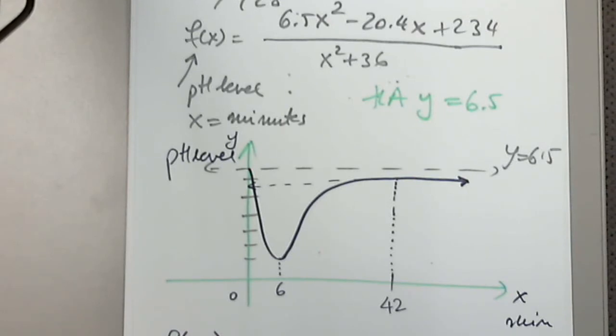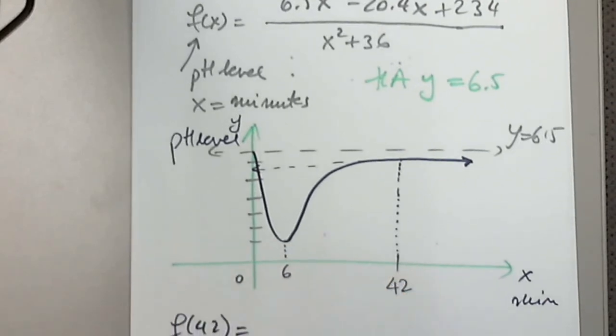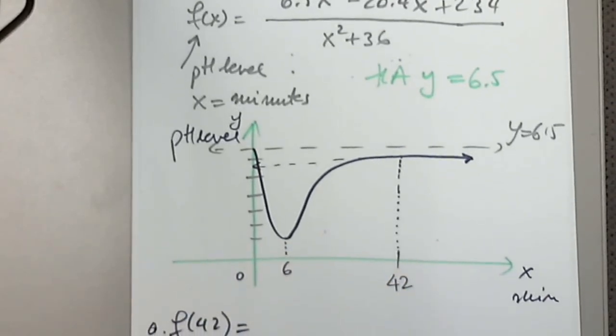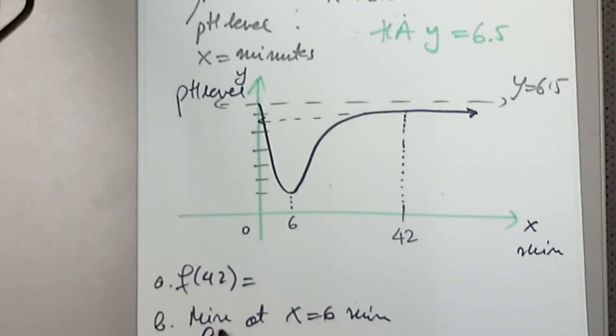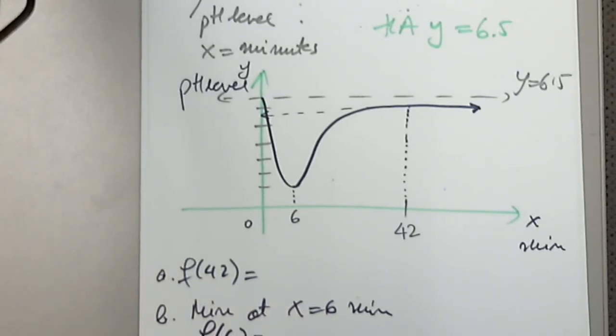After eating sugar, when is the pH level the lowest? How many minutes after I swallow something having sugar? 6 minutes, right here. So this is part A, and we'll determine it in a minute. And part B, minimum at x equals 6 minutes. Use the function's equation to determine the minimum pH level to the nearest tenth. Okay, so we're going to find f of 6 in a minute.